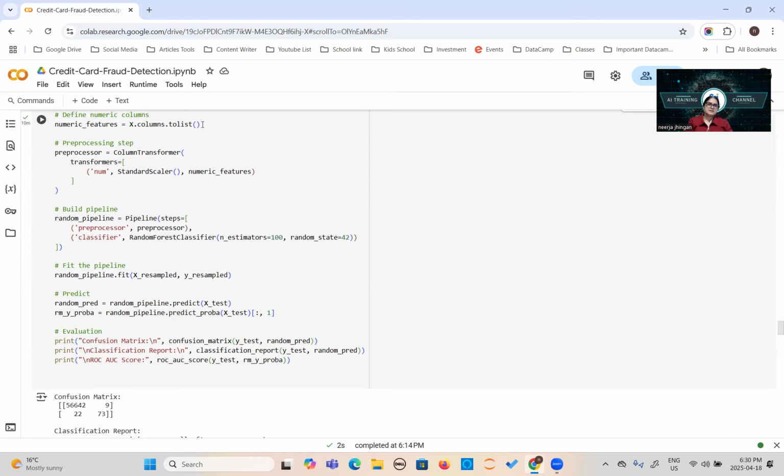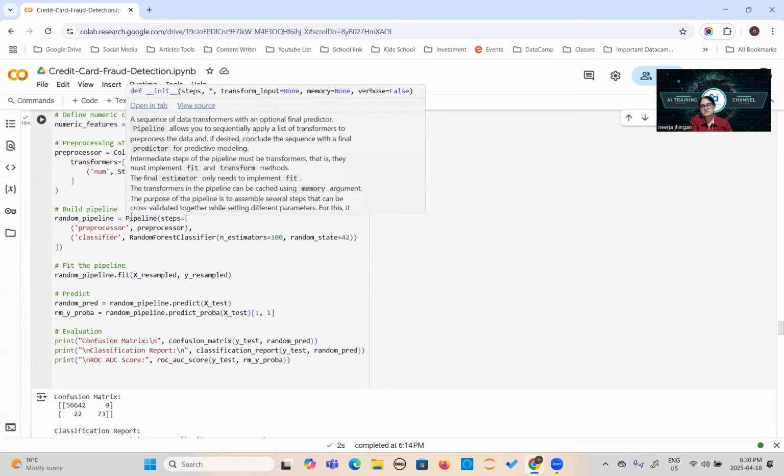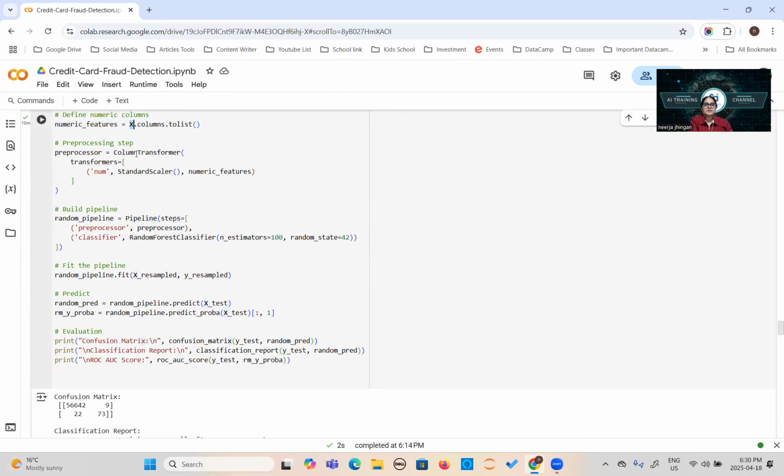Now we will separate out the numeric features and convert them into a list, which we used above before the split of the data set. We will prepare the preprocessor. This is a column transformer with transformers: num, standard scaler, numeric features. What it will do is first select the features, scale them, and then prepare the data for the model. Again, if you want to learn it in that detail, you need to watch my column transformer and pipeline video. I have shown it graphically there.